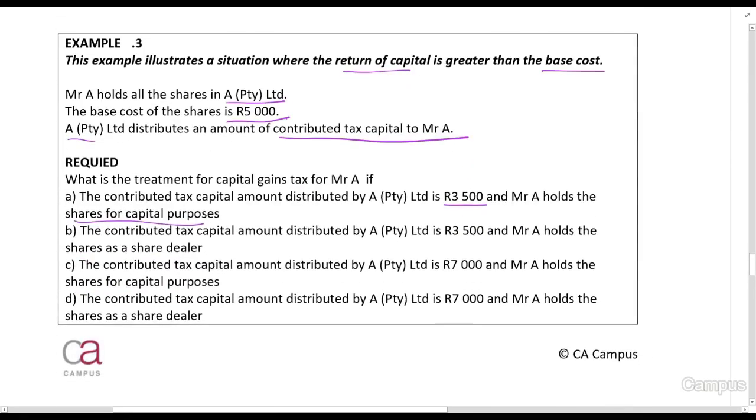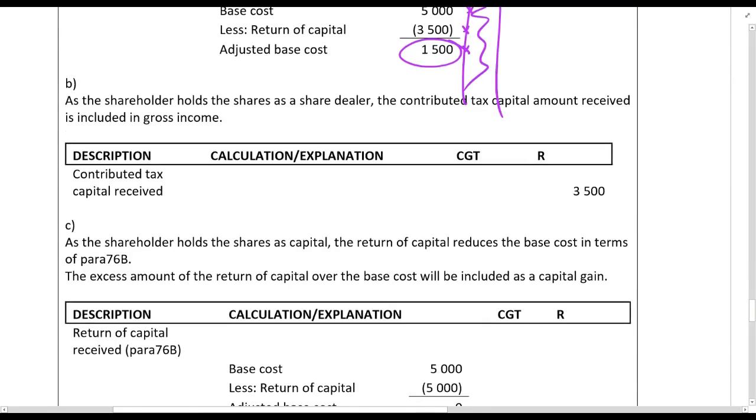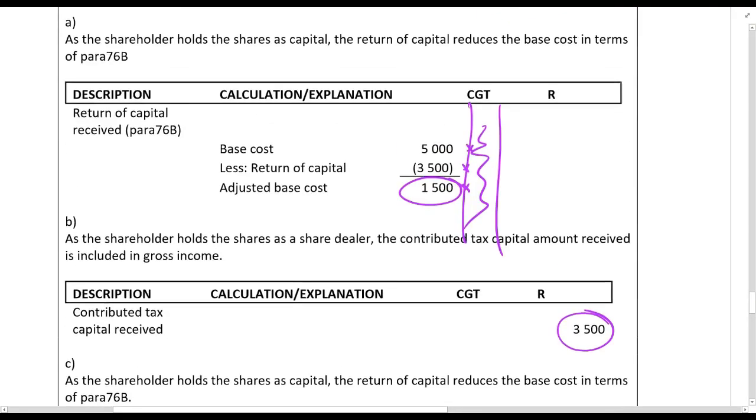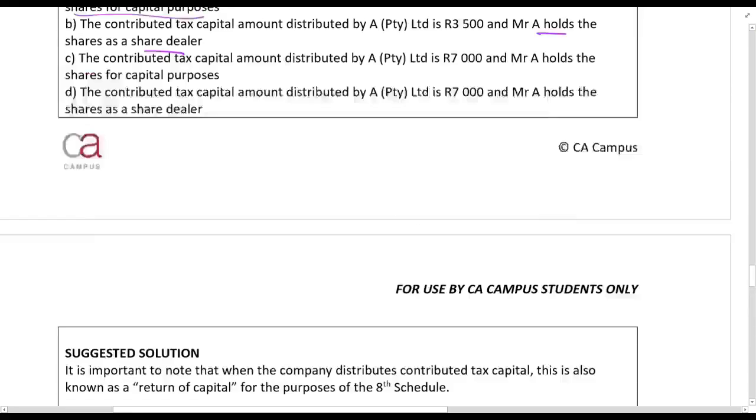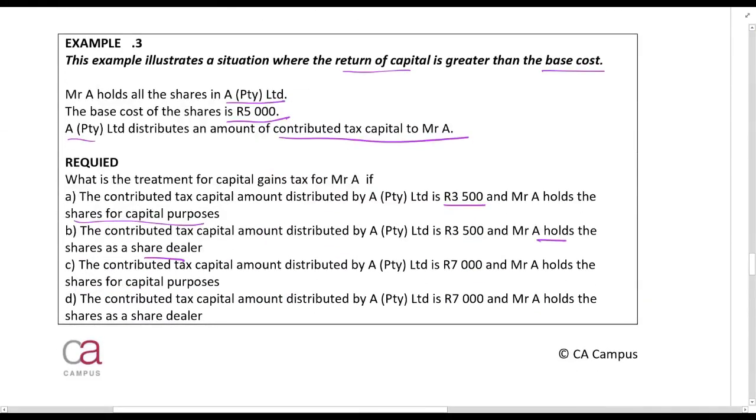Okay. B, what happens if Mr. A holds it as a share dealer? Then it's gross income. Can you see the difference here? Here's a deduction against base cost. Here's just gross income. What happens if the amount was 7,000 rands and Mr. A holds it for capital purposes?